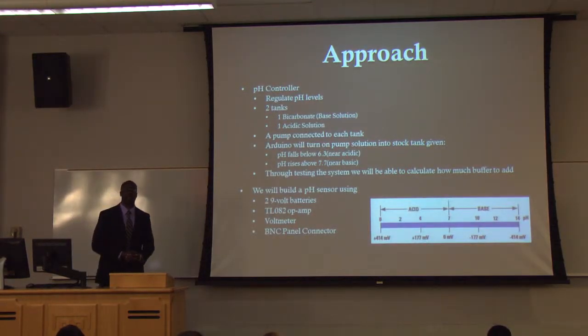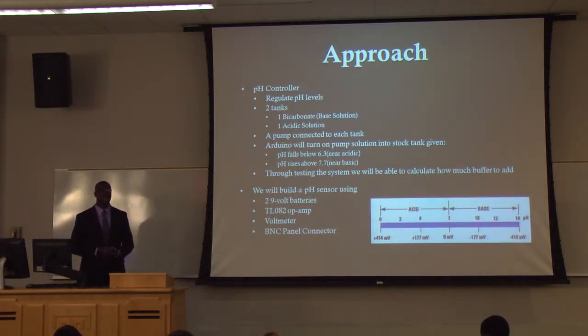Now, for our pH controller, we decided on implementing a system that comprises 2 tanks. We'll have a tank holding a bicarbonate solution, whereas if our reservoir rises above a pH of 7.7 and becomes too basic, a pump can be activated in order to gradually pump in acidic solution to neutralize the pH. And if the pH were to fall below 6.3, a water pump would be activated to pump a basic solution into it to neutralize the pH as well.